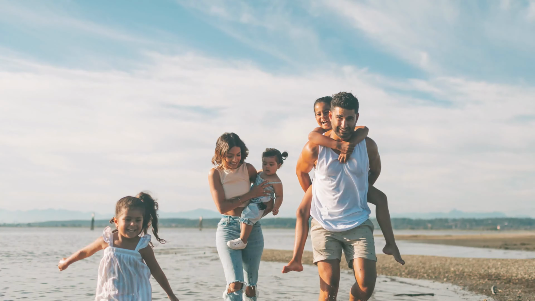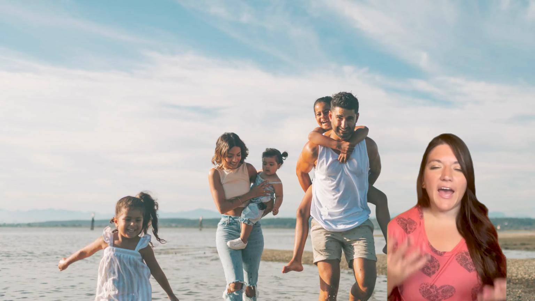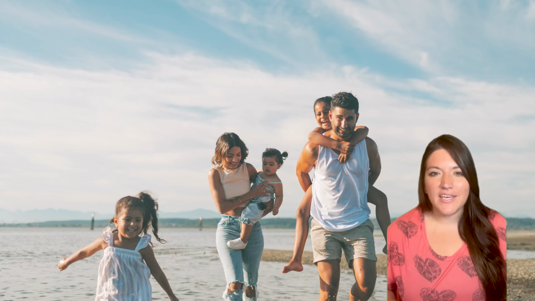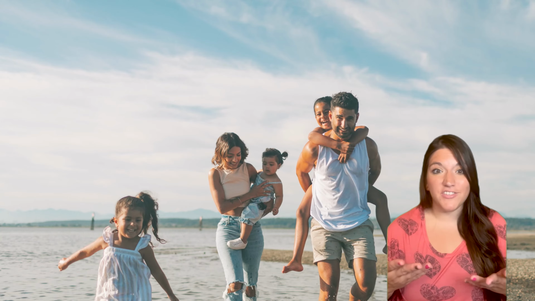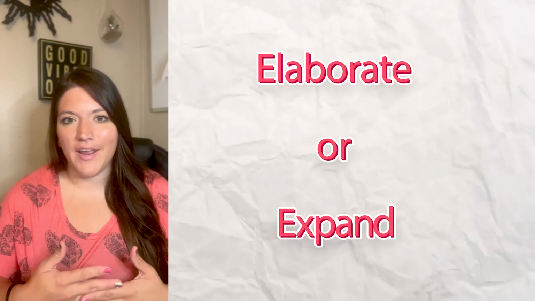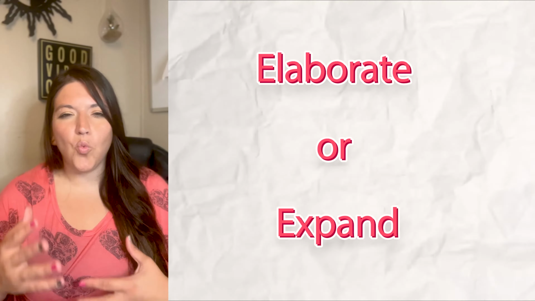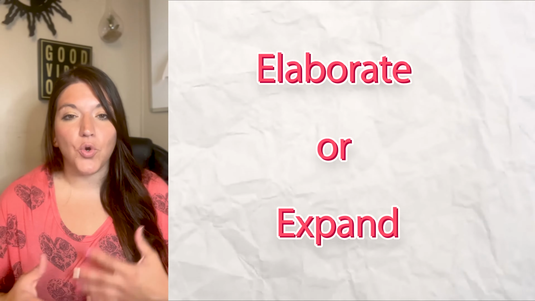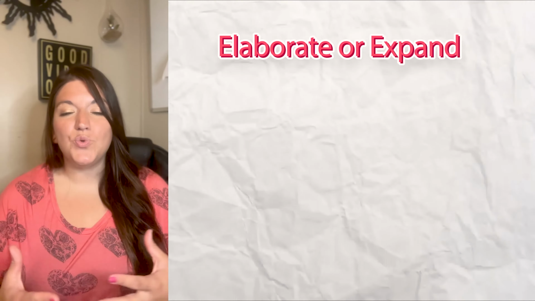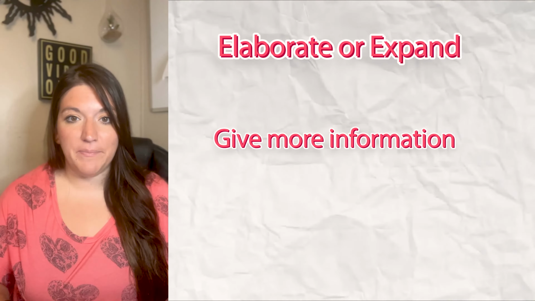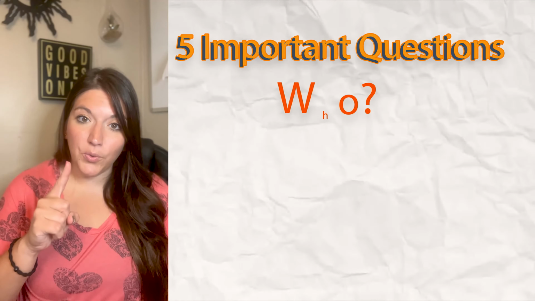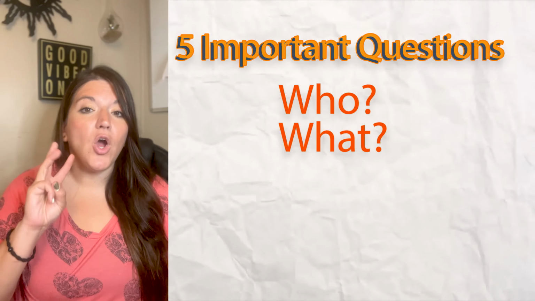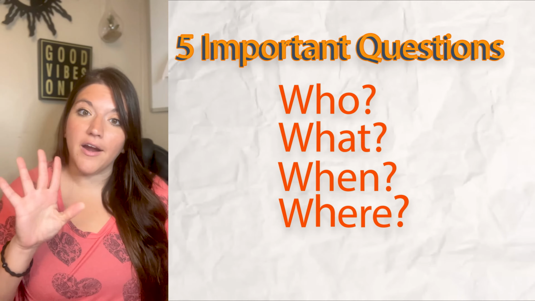Okay, so here is our first picture. Think about what you are seeing. If I were to ask you what you see, you might say you see a family at the beach. Let's try to elaborate or expand on that. What I mean by elaborate or expand on that is to give more information. We can do that by looking at 5 questions. Who, what, when, where, and why.